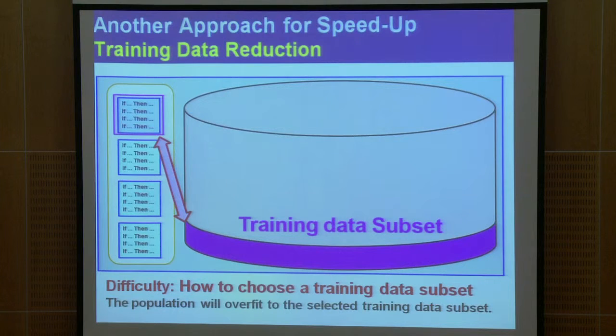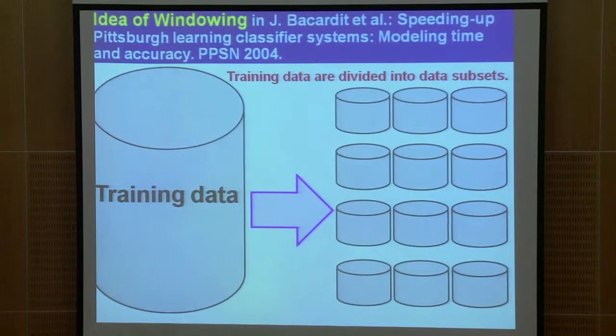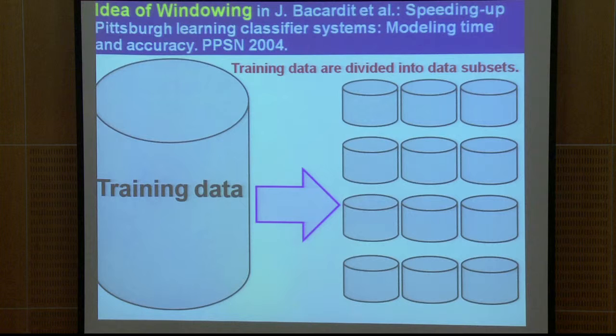But the problem is how to choose a training data subset. If we use only this part of the training data set, the population will overfit to the selected training data subset. This is a big problem. For handling this difficulty, an idea of windowing was proposed by Bakadit at the PPSN 2004 conference. This slide explains that idea.